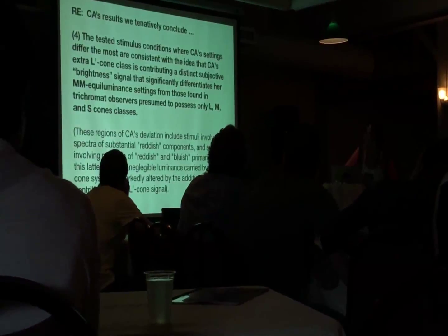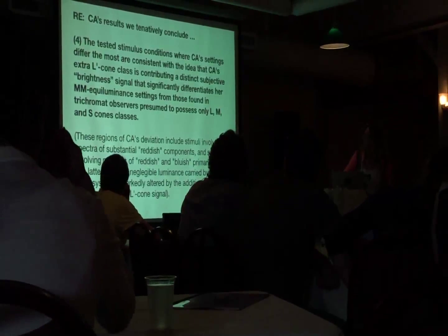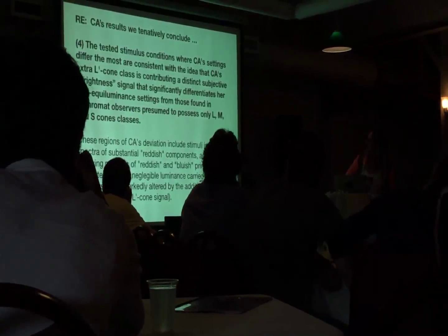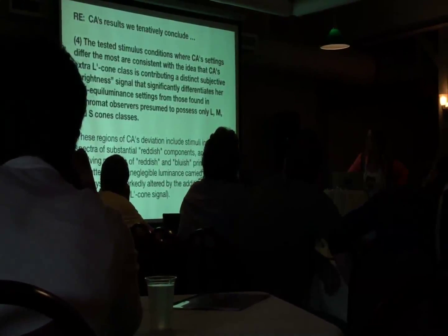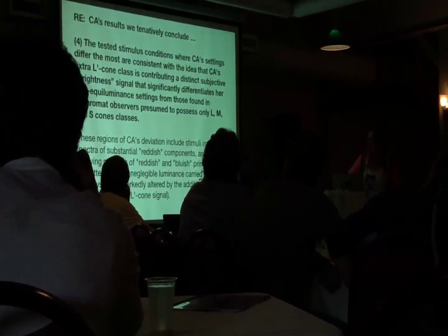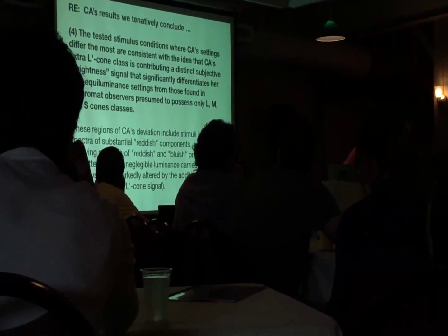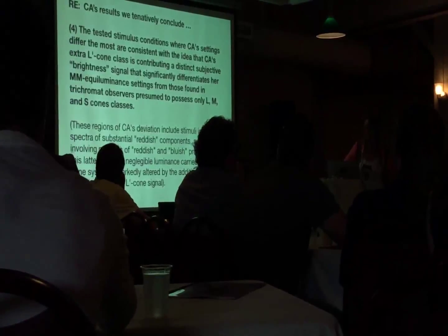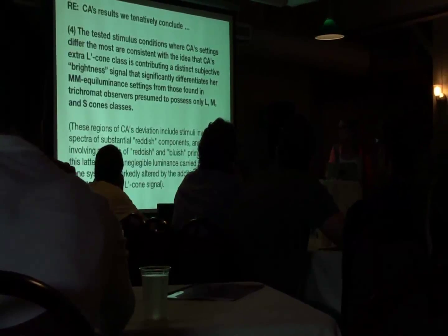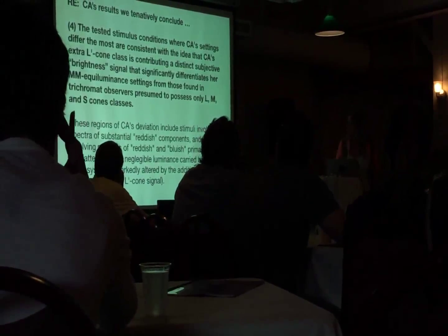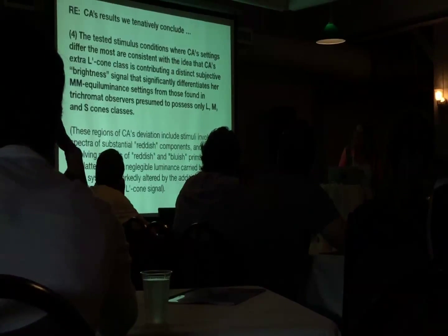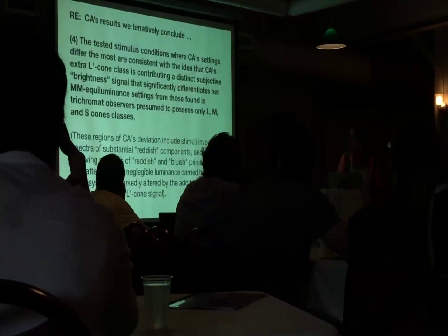Okay, and where she differed in her settings is consistent with the idea that the extra cone class is contributing a distinctive subjective brightness signal that significantly differentiates her MM equiluminance settings from those found in normal trichromats. That is, the regions where she varied tended to be the ones that had a substantial reddish component, and in some cases reddish and bluish primaries.